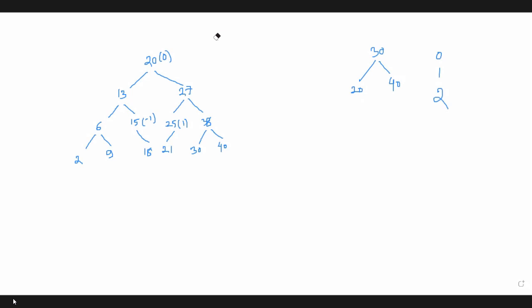Okay, so now suppose we want to delete 20. So 20 is a node with 1 child. How can we delete it? After deleting that node, we can attach its child node to its parent node. After deleting 20 now, 10 will become the left child of 30.